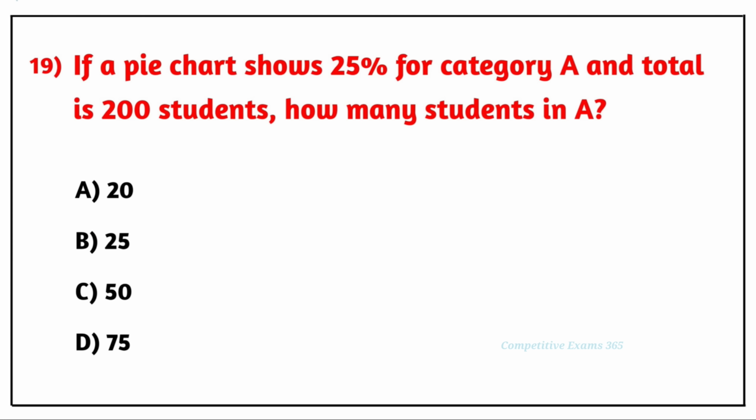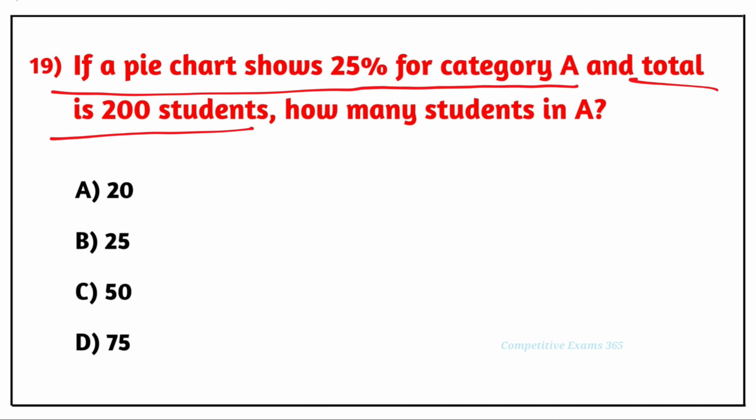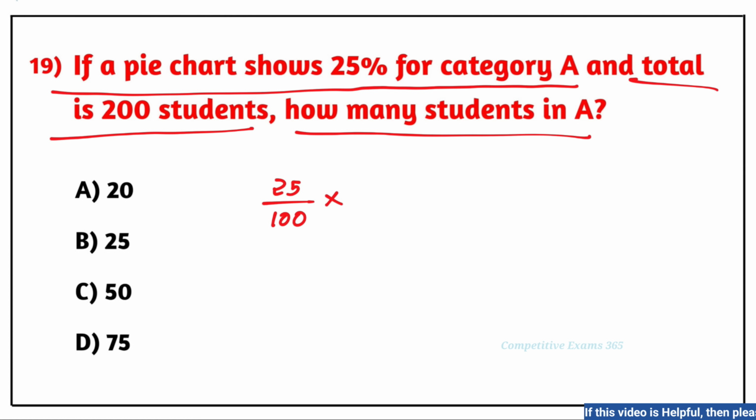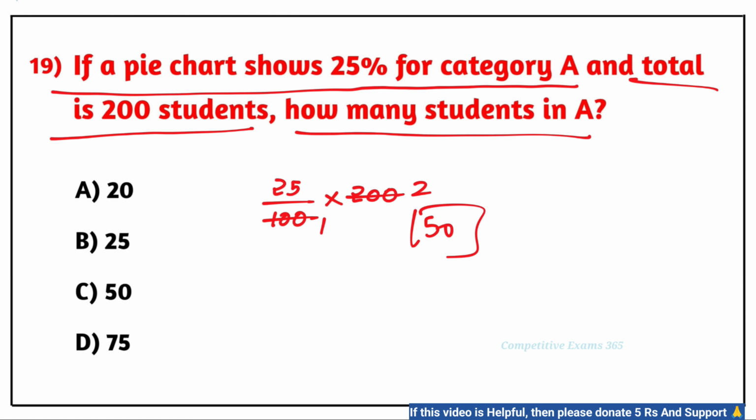19th question. If a pie chart shows 25% of category A, and the total is 200 students, how many students are in A? Here we need to find the number of students. So 25%, I will write 25 divided by 100 into the total number of students, 200. So 100 ones are 100, 100 twos are 200, that is 25 into 2 is 50. So option C, 50, it is the correct answer.